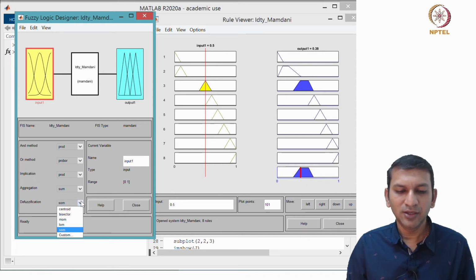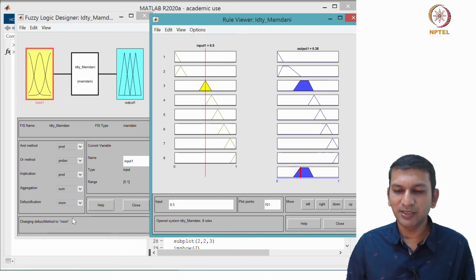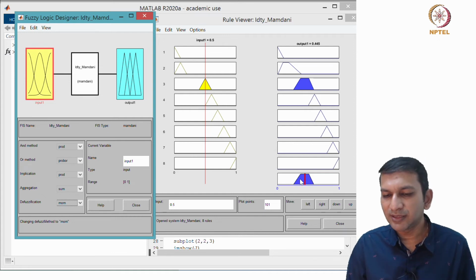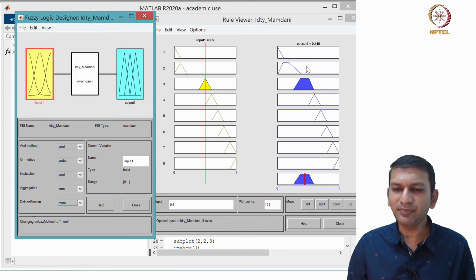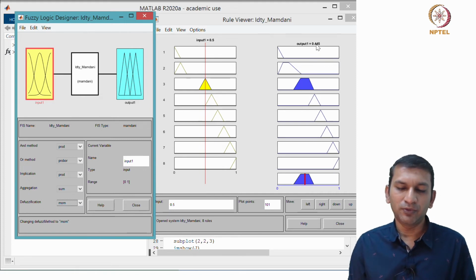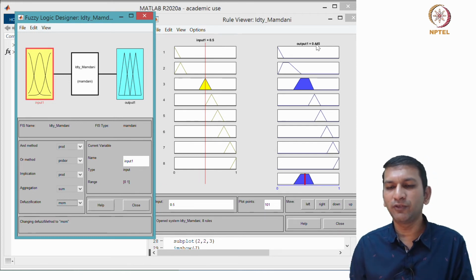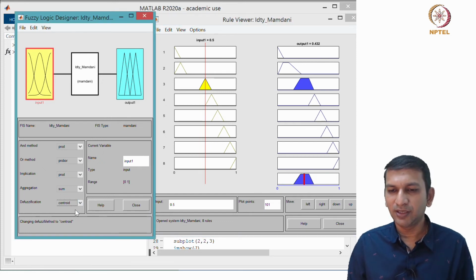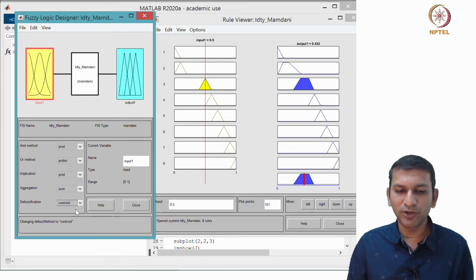We are getting 0.38. What if we instead take mean of maxima? You see here, it has moved from the infimum of the corresponding support to the middle point over which it takes the maximum membership values. In this case, it does look like it is 1. And you see, already the output has moved to 0.445. So from earlier, it was 0.38 for the given input of 0.5. Now it has moved to 0.45. What if we take the centroid defuzzification? Now it has moved back a bit, so it is 0.432.